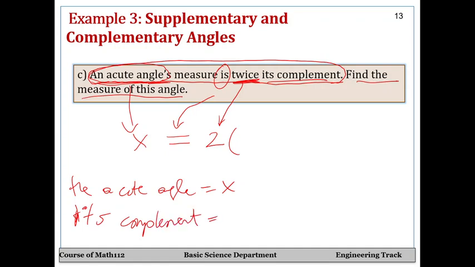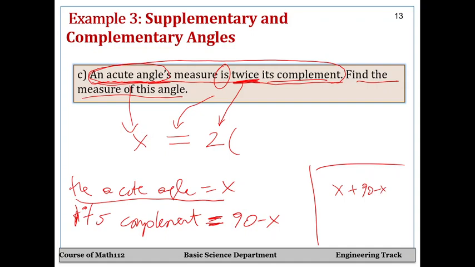Okay, first let's set up these two, then we will set up the equation. Its complement. So if the acute angle is x, what is its complement? Its complement will complete it to 90, so it will be 90 minus x. I want to show you this: x plus 90 minus x is 90, you see? It's x, the acute angle, and here its complement.